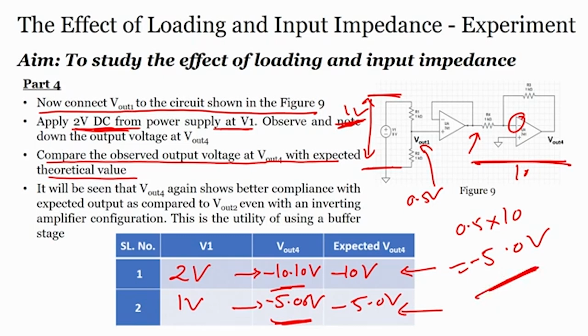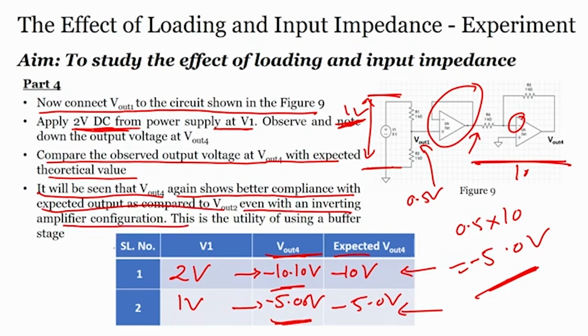Here what you see now is that the loading effect that we were talking about is no more valid, because we have used the buffer. This is the importance of buffer, right. So, what is the fourth point? It will be seen that V out 4 again shows better compliance with expected output as compared to V out 3, even with an inverting amplifier configuration. This is the utility of using a buffer stage.